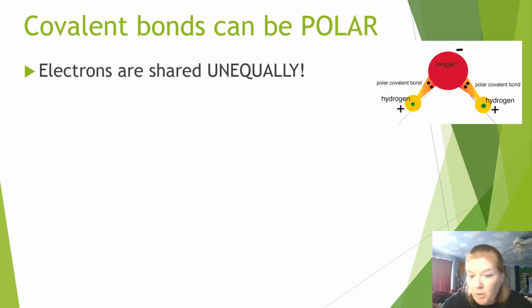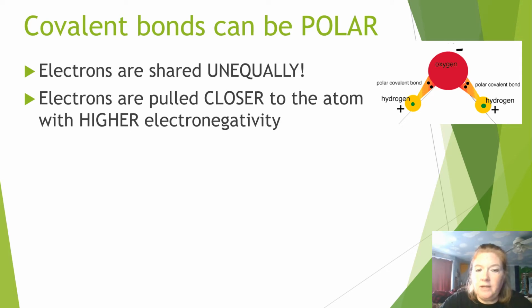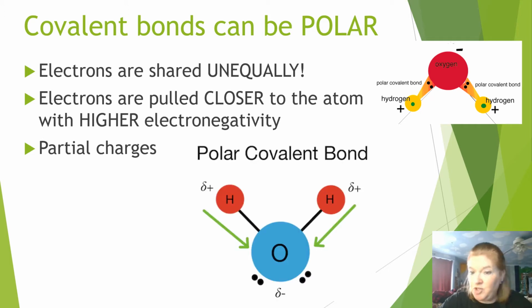Covalent bonds can be polar, where the sharing is unequal, and the electrons are pulled closer to the atom that has a higher electronegativity. So we end up with partial charges. The atom that has a higher electronegativity pulls stronger and has a partial negative. The atom that has a lower electronegativity has a partial positive.